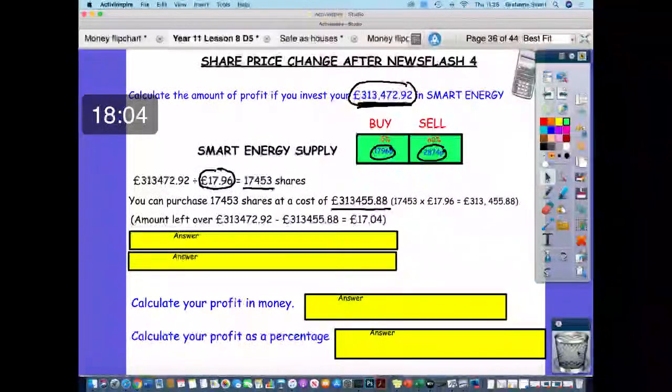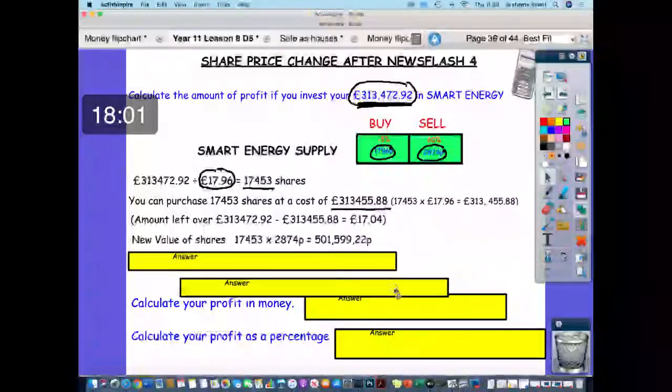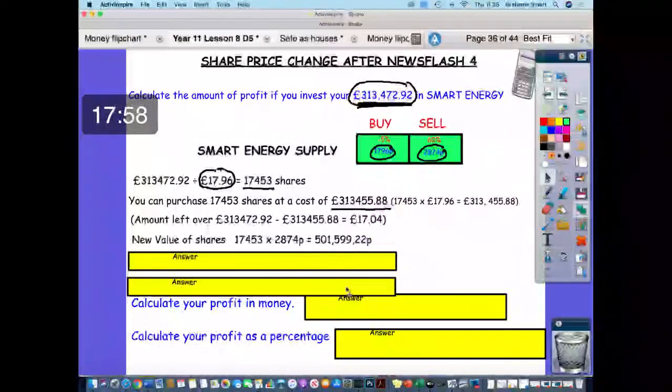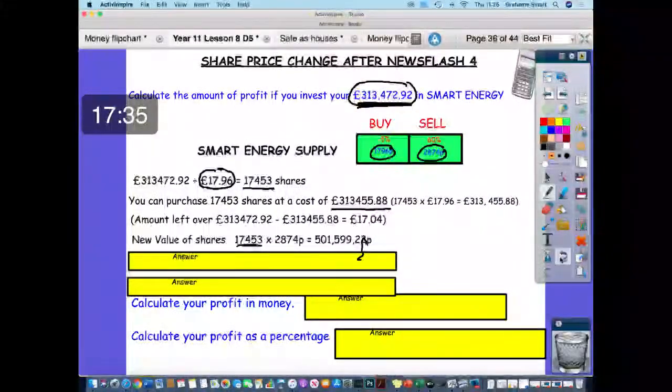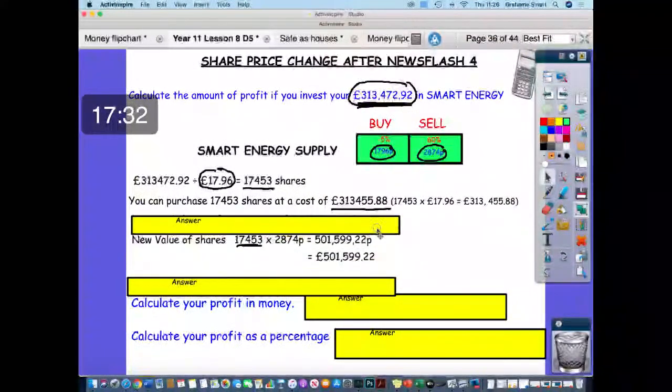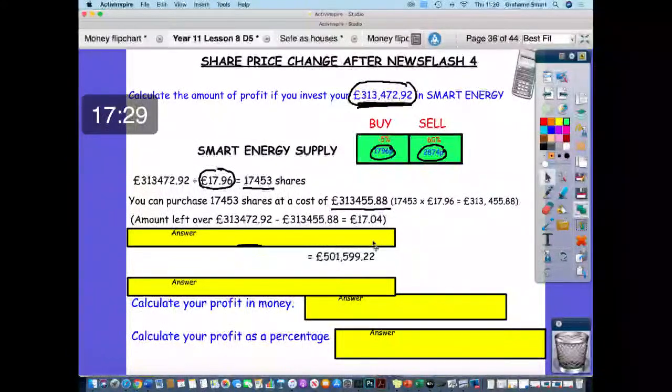And then finally, we've now got to work out our new value. So what have I done? I take my 17,453 shares, which I've got here, and I multiply it by my new price, and I've left this one as pence to begin with, 2,874 pence. I multiply it by that, okay, and I get 501,599 and 22 pence. That should be in pounds, so let's just convert that, and then we get £501,599.22. So you can see I've divided that by 100 to get it back into pounds.